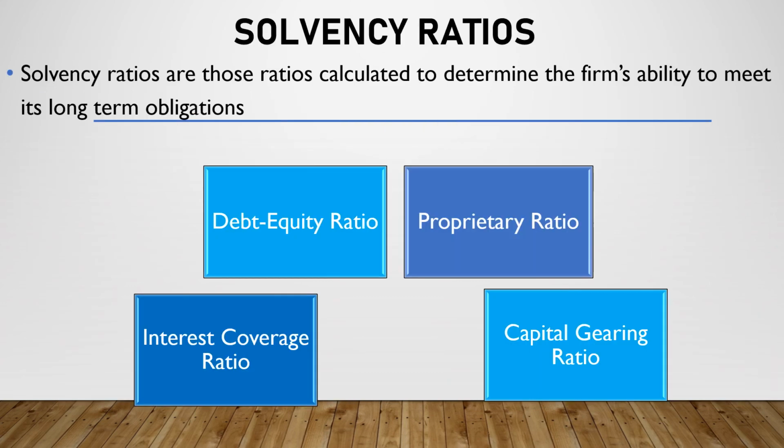The last ratio is the solvency ratio. Solvency ratios are those ratios calculated to determine the firm's ability to meet its long-term obligations, in which there are four types of ratios, that is first debt to equity ratio, proprietary ratio, interest coverage ratio, and capital gearing ratio.